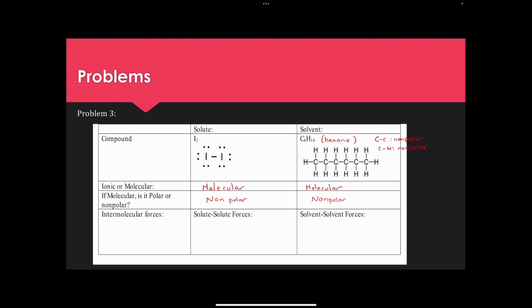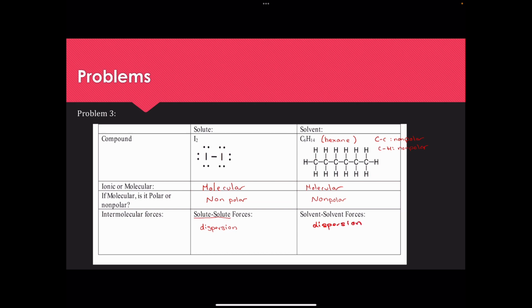So we identify our forces. If I've got I2, I've got my iodine. Iodine can interact with other iodine molecules through dispersion forces. Those are the only forces available to our nonpolar molecule. So that's my solute-solute force. It's what holds iodine to other iodine molecules. And then my hexane. Hexane is naturally a liquid. It's going to be in that liquid state due to its intermolecular forces. It's nonpolar, so those intermolecular forces are dispersion forces.